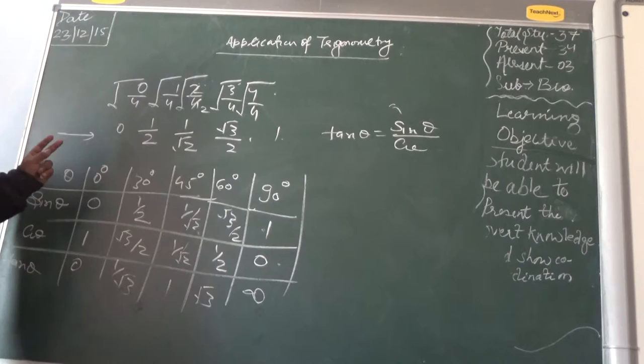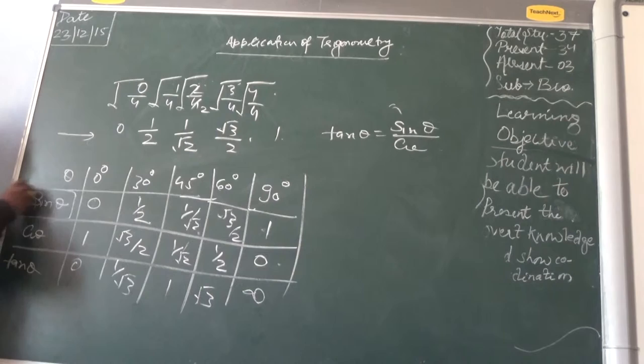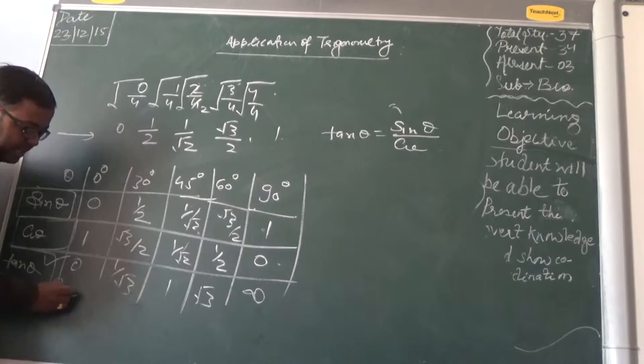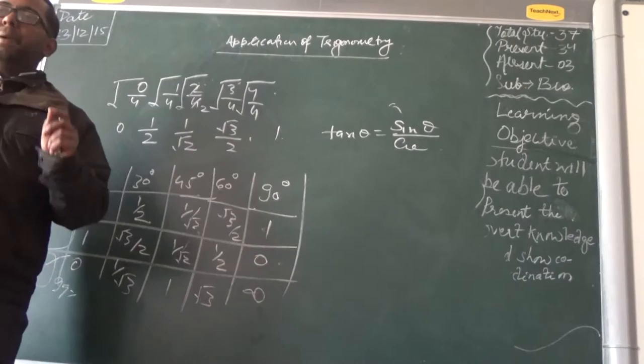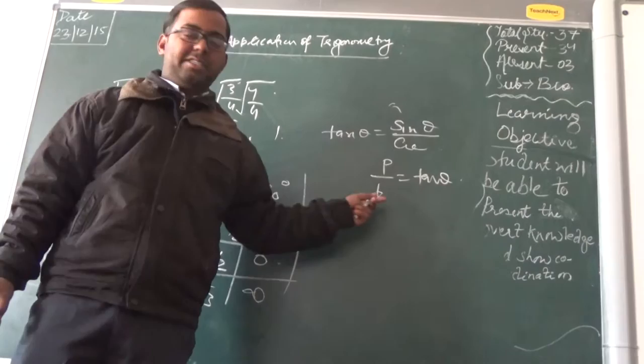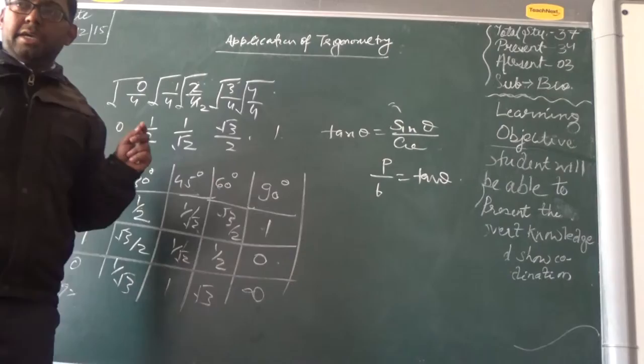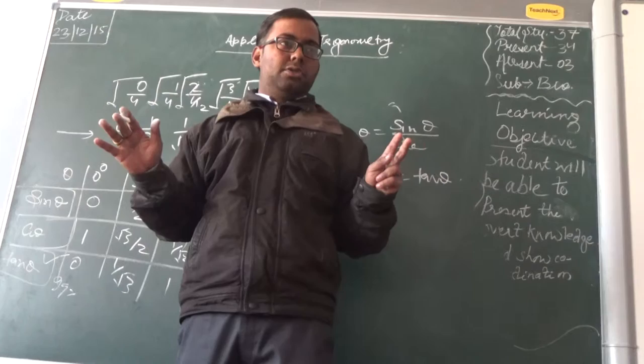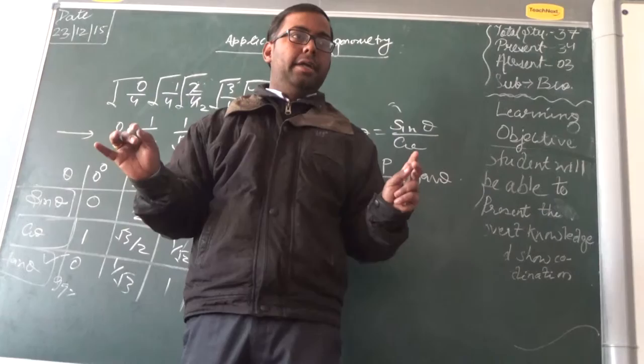In this chapter, we need only three things: sine theta, cos theta, and tan theta. Most commonly, 99% of the time we use tan theta, because tan theta is the formula that directly relates base and perpendicular. Perpendicular upon base is equal to tan theta. So it directly deals with the base and perpendicular. Most of the time we use this formula, then sine theta, then cos theta. This is the application of trigonometry. If you know the formulas of all trigonometric ratios and the values, then there is nothing else you need. Everything is clear in this chapter.